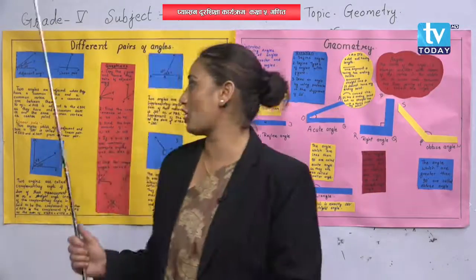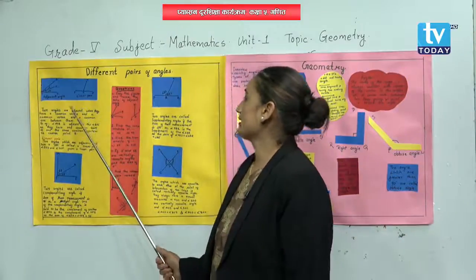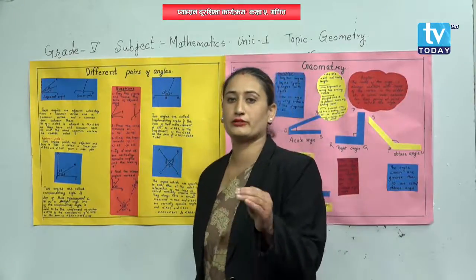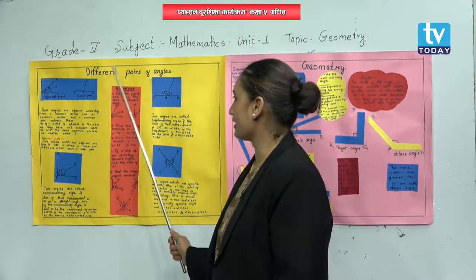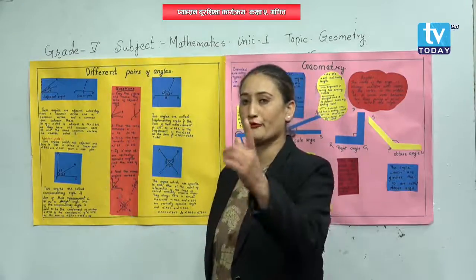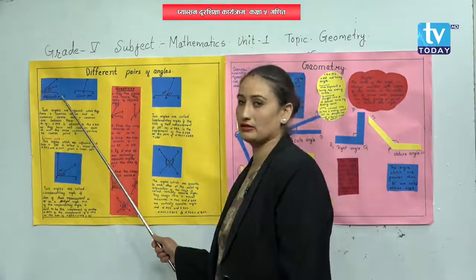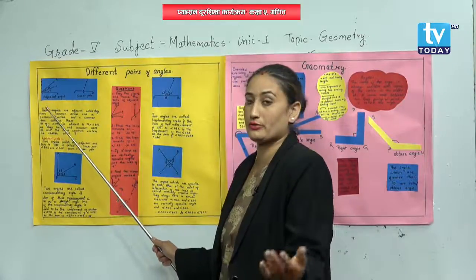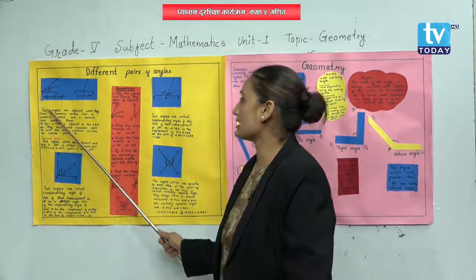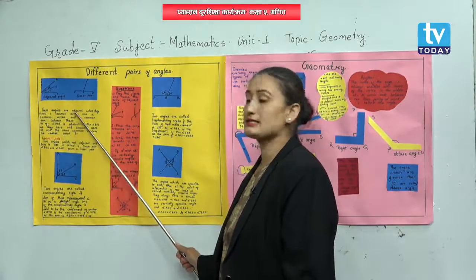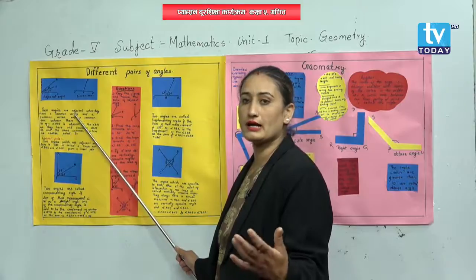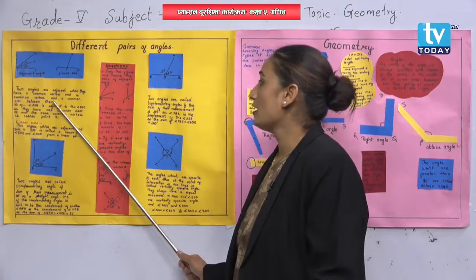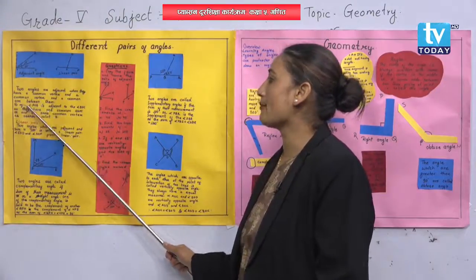Now shall we move to the next topic? The next topic is different pairs of angles. The main topic for grade 5 we have to learn is different pairs of angles. First one, adjacent angle or linear angle. First of all, I will tell you about adjacent angles. What do you mean by adjacent angle? Two angles are adjacent when they have a common vertex and a common arm between them.